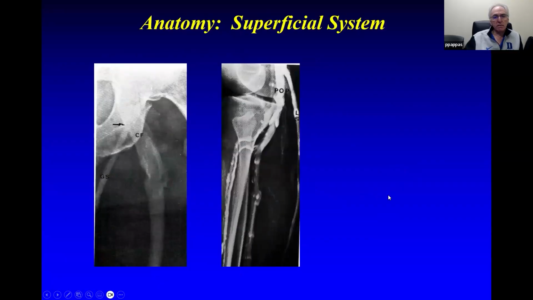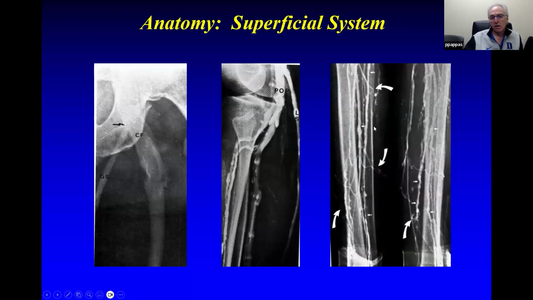So again, this is the small. You see this LS, obviously this is an old venogram because this is referring to the lesser saphenous. Remember, we always call it the small saphenous now. Here you see the small saphenous anastomosing to the popliteal vein in the popliteal fossa. And these arrows are pointing to perforator veins that connect the superficial system to the deep system in the lower calf.